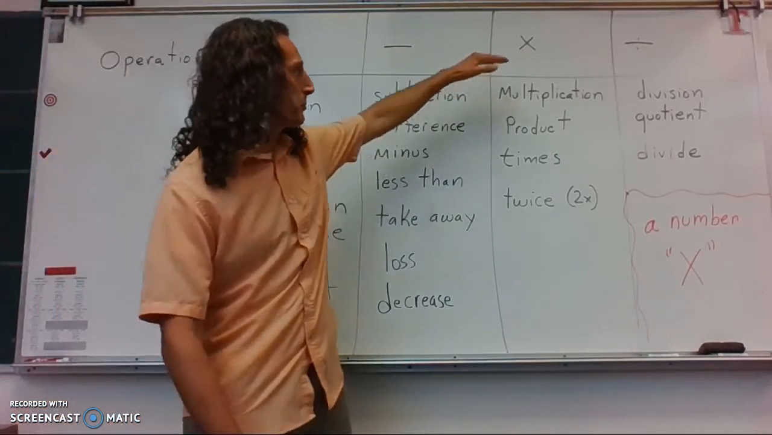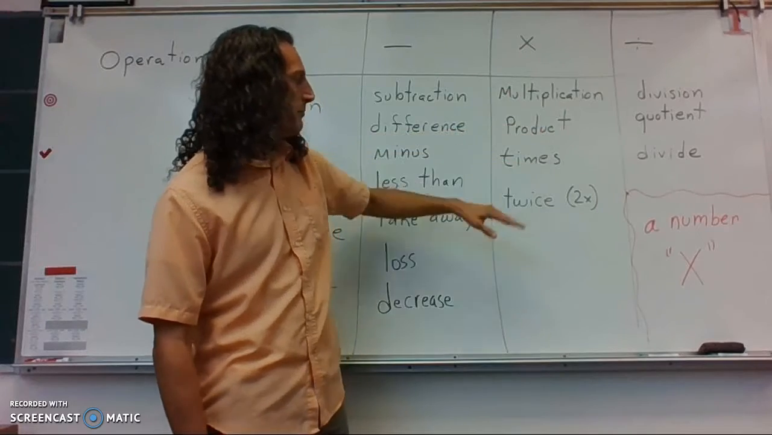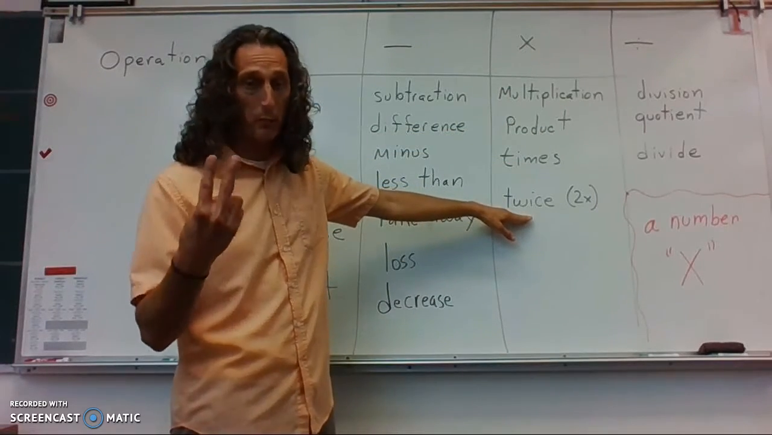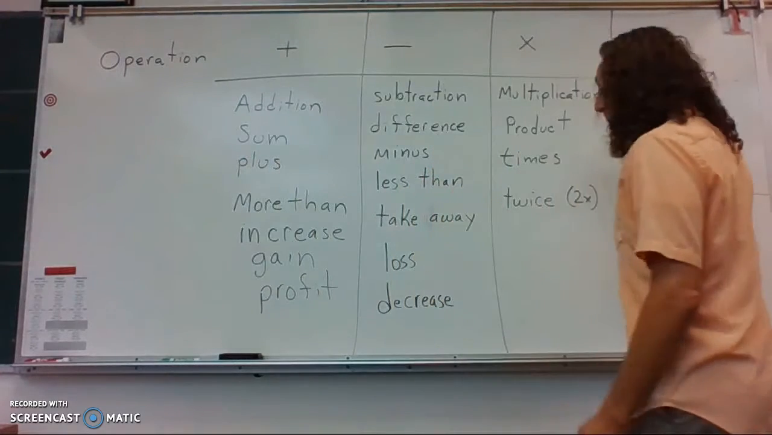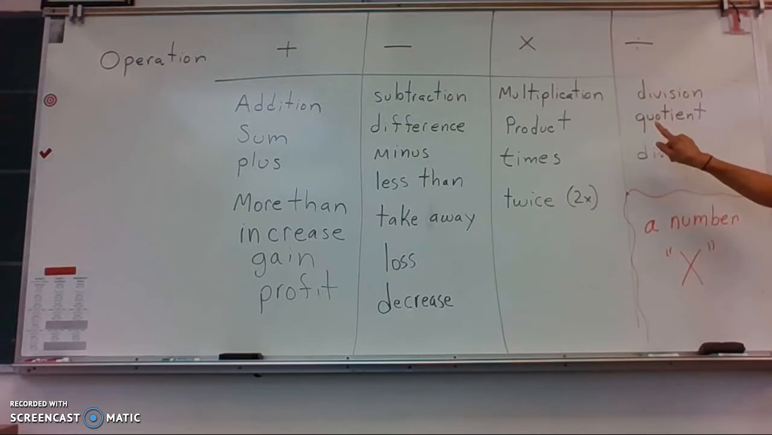And then under multiplication, obviously multiplication, you have product, times. Once in a while you see something that says twice. That means times it by 2, or double. And then we have division. So again, that means division. You have the word quotient, divide.